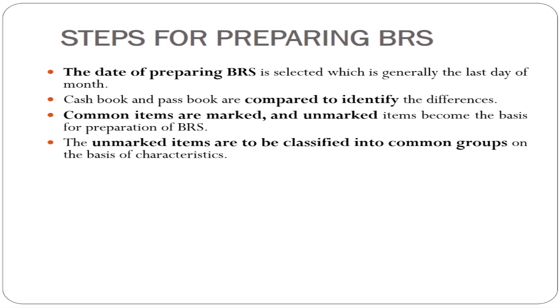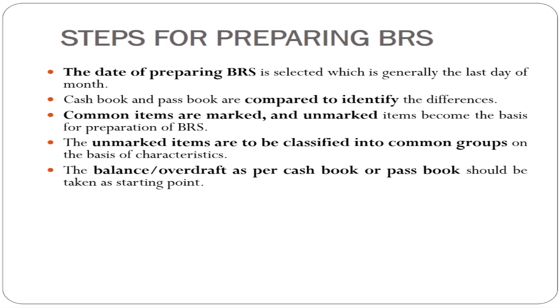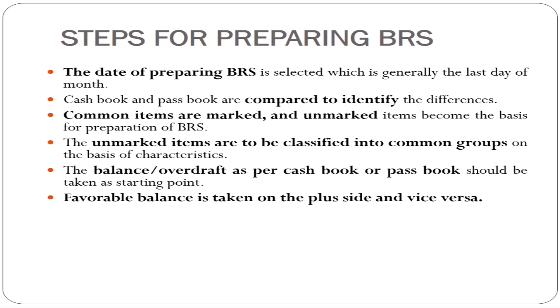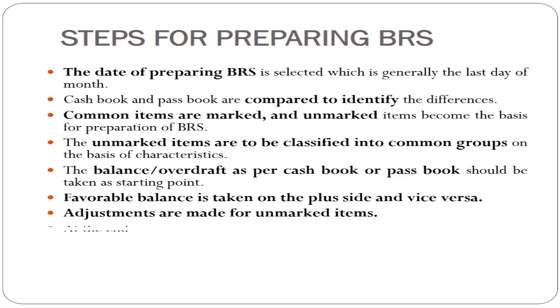The unmarked items are to be classified into common groups on the basis of characteristics. The balance or overdraft as per cash book or passbook should be taken as starting point. Favorable balance is taken on the plus side and vice versa. Adjustments are made for unmarked items. At the end, if plus side is greater, we get favorable balance, and if minus side is greater, we get unfavorable balance. Now, let's have a look at the illustration.